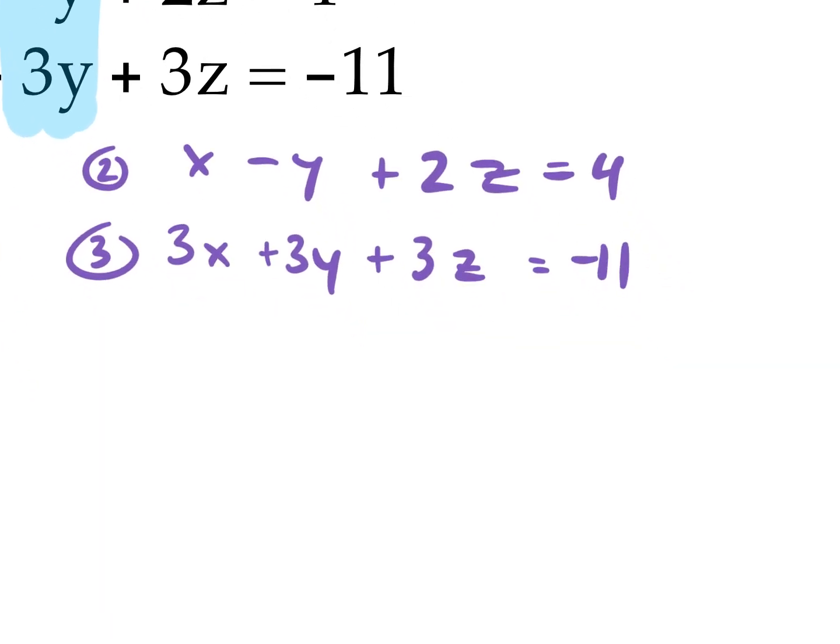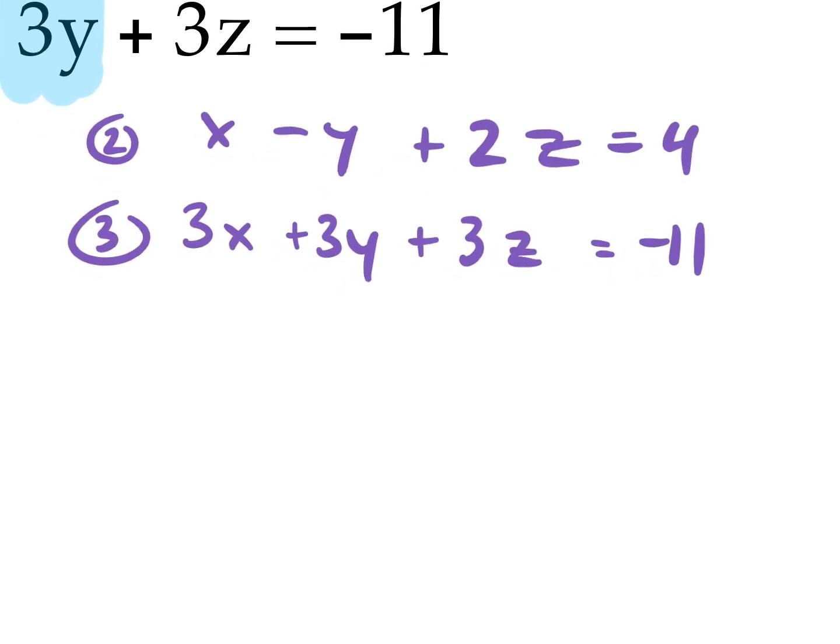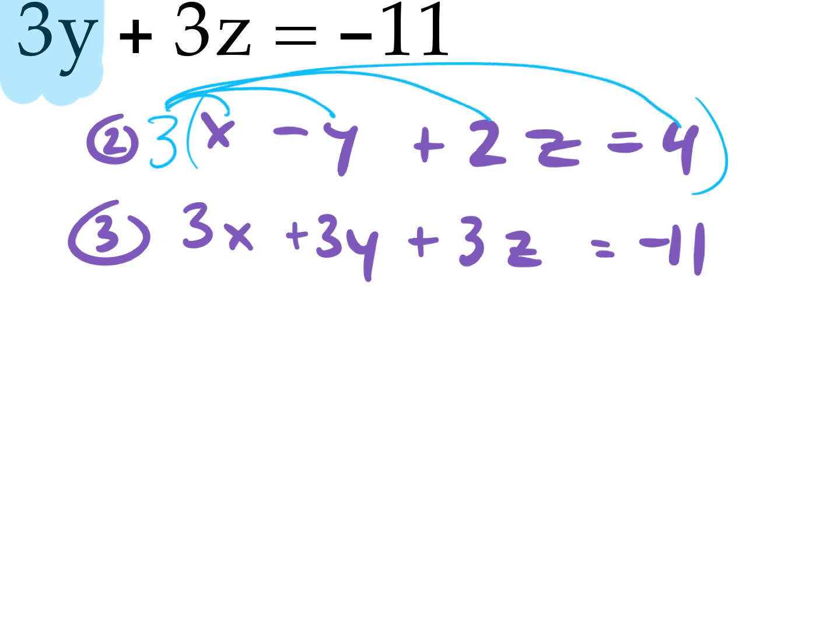Do our y's cancel out right away? No, not yet. What do I need to multiply by to the first equation to get our y's to cancel? 3. So don't forget to multiply everything in the first equation by 3. So we have 3x minus 3y plus 6z is equal to 12.